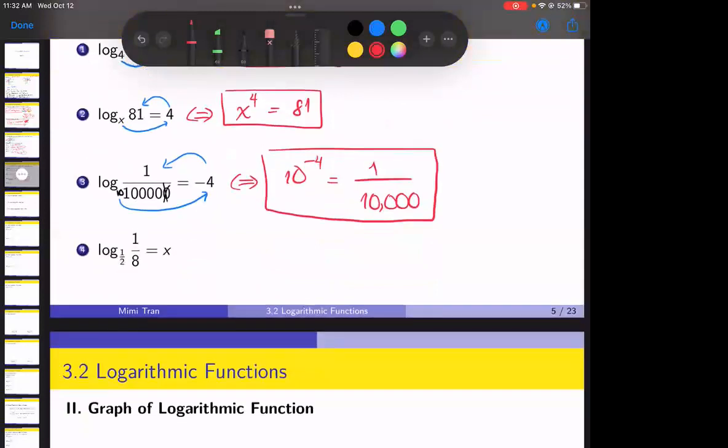Last one. Very good. Can someone tell me what x equals? Just out of curiosity. 3.